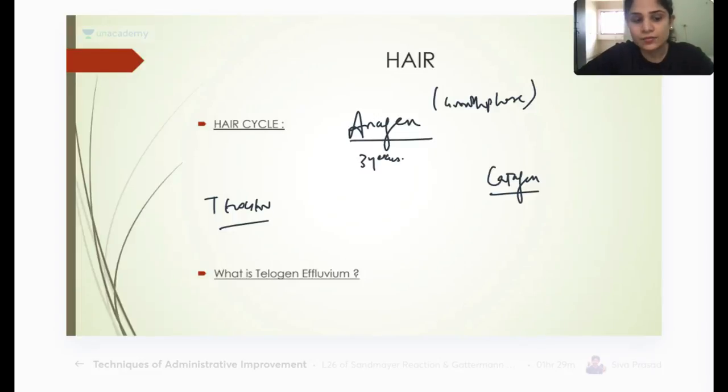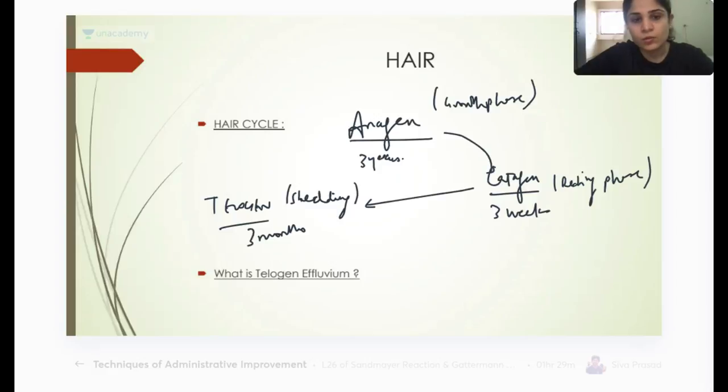After that you have the catagen phase or the resting phase. Here nothing is going to happen to the hair. It's neither going to grow, neither is it going to shed out. So how long will this last? This lasts for 3 weeks. Okay, and then finally you have the telogen phase. So telogen phase is the phase of shedding of hair. So how long does this last? This lasts for 3 months. Okay, so first anagen, then catagen, then telogen.